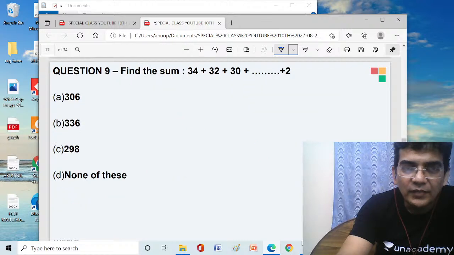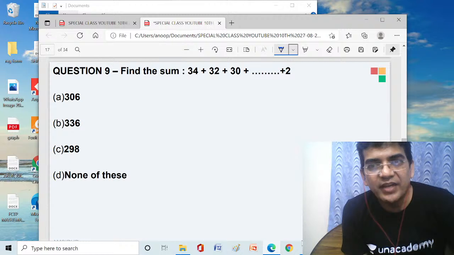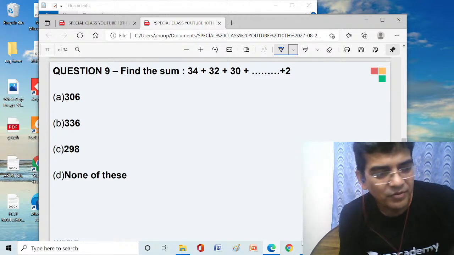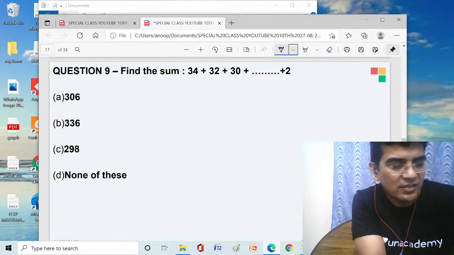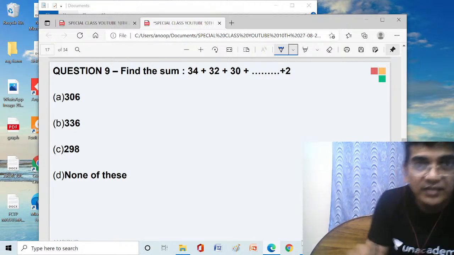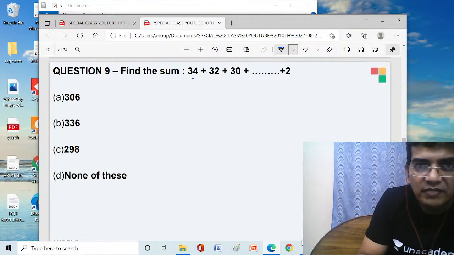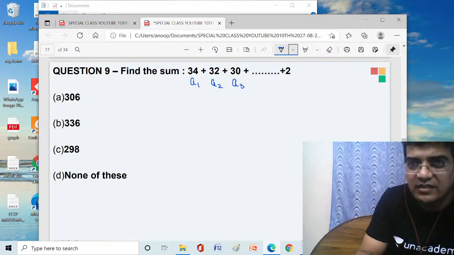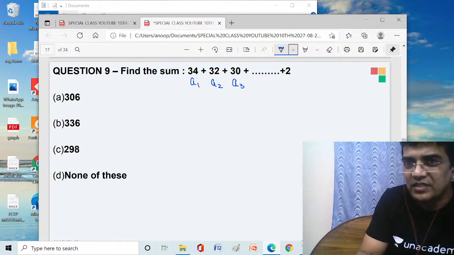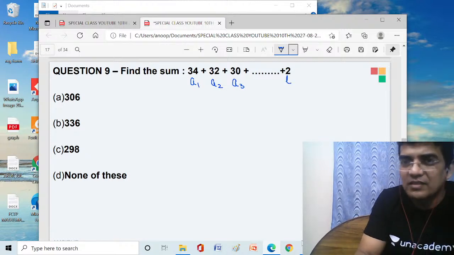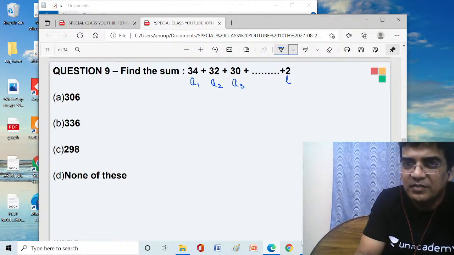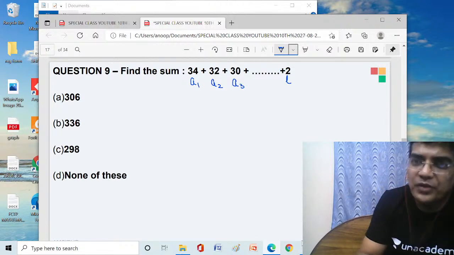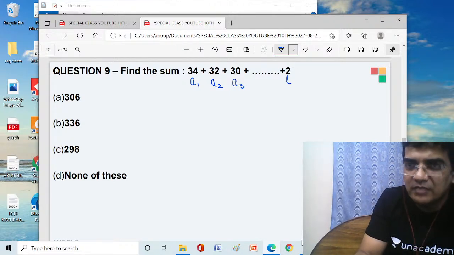Okay, now one more series is given to us, and the question says find the sum of this series. We have to find the sum of this series. Okay, let's see how I can find the sum. Now as you can see, this is the first term A1, I can mark it, this is A2, this is A3, and if you see, this is a finite series which is ending, so this will be considered as the last term. Or you can call it the nth term also.